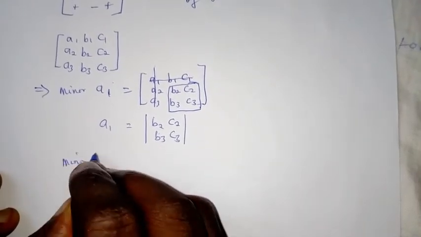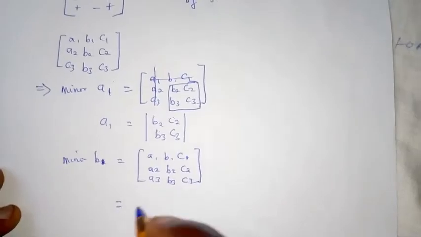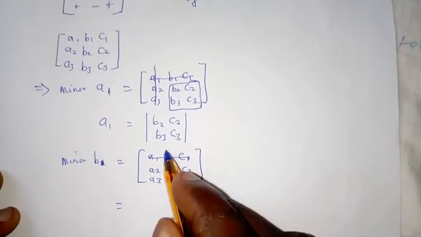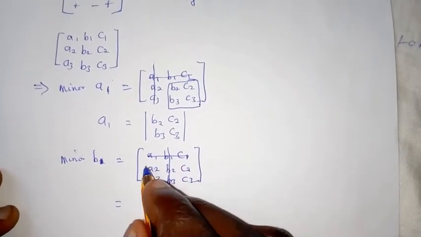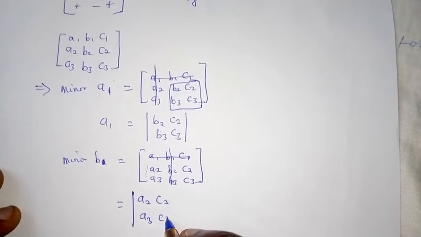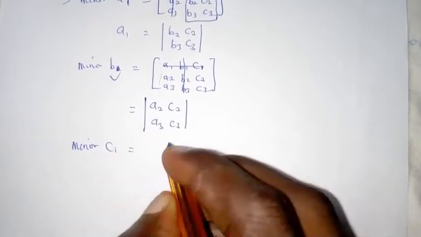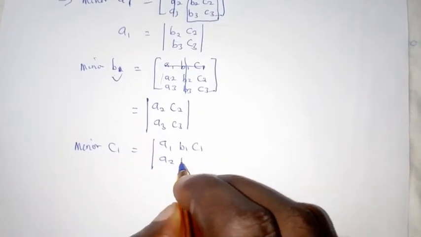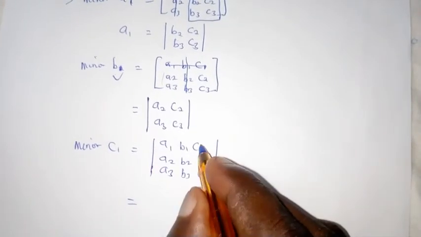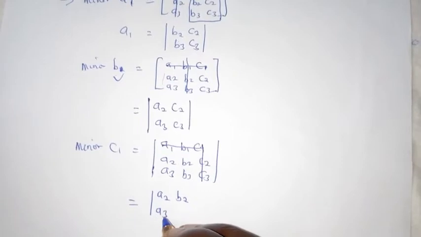Similarly, we find the minor of B1. We omit the row in which B1 is contained, and the column in which B1 is contained also goes away. We have A2, C2, A3, C3 as the minor of B1. We can also do that for C1. We omit the column and the row in which it is contained, so the minor becomes A2, B2, A3, B3.